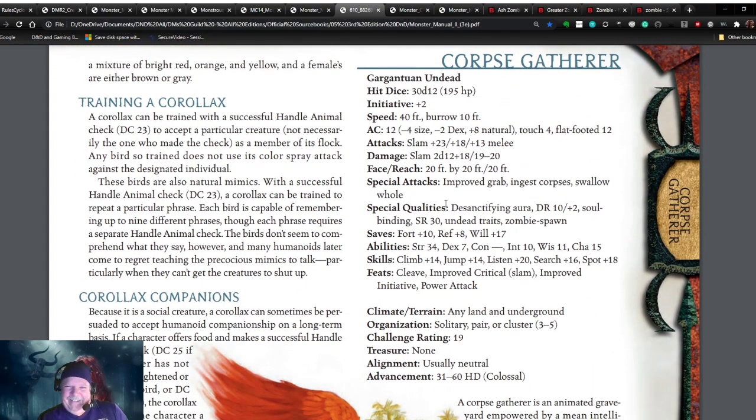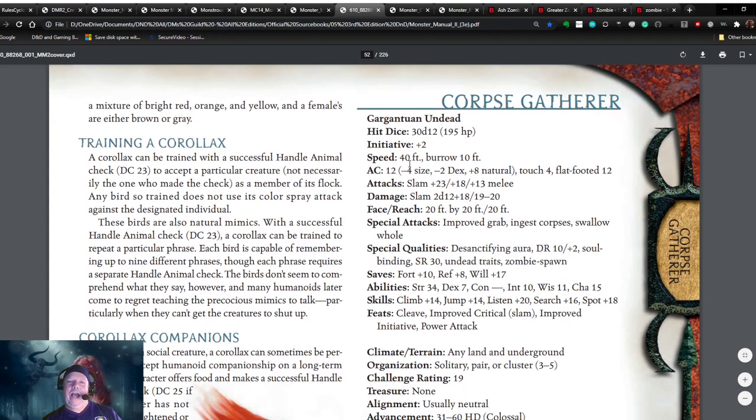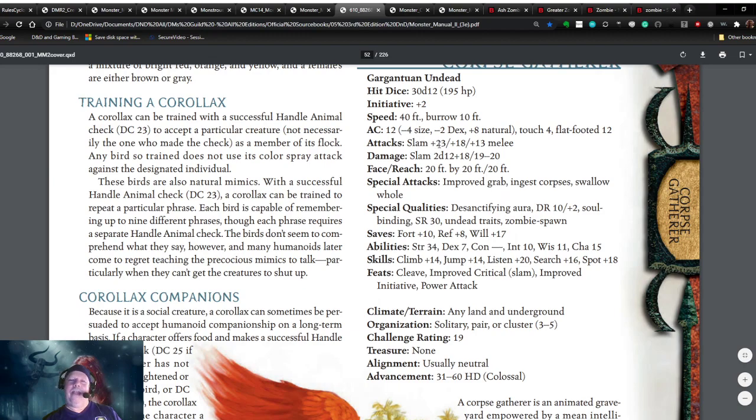Ooh! So, it's gargantuan undead, 30d12, 195 hit points, speed of 40 feet, burrow of 10 feet, armor class 12. Its slam attacks plus 23 to hit, damage 2d12 plus 18. Now it has special attacks of improved grab, ingest corpses, and swallow whole.